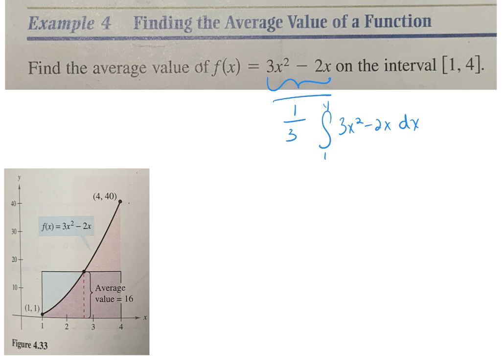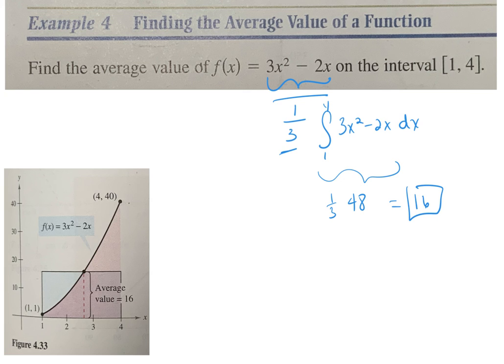When you do this integration, you get something like 48. But then you have to multiply by that 1/3. So the average value over this is going to be 16. If your total area is 48 over 3 units, then the average value for each unit is 16. That's all it's saying, okay?